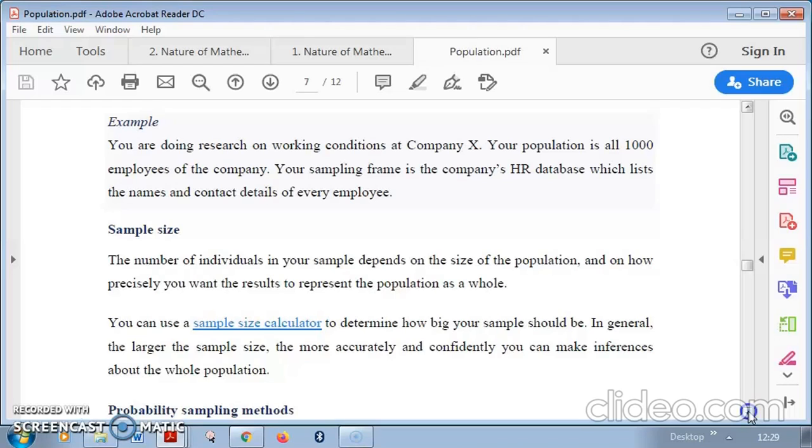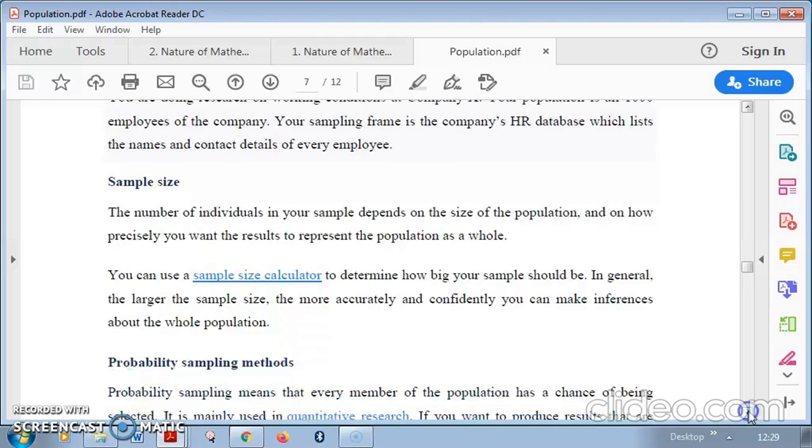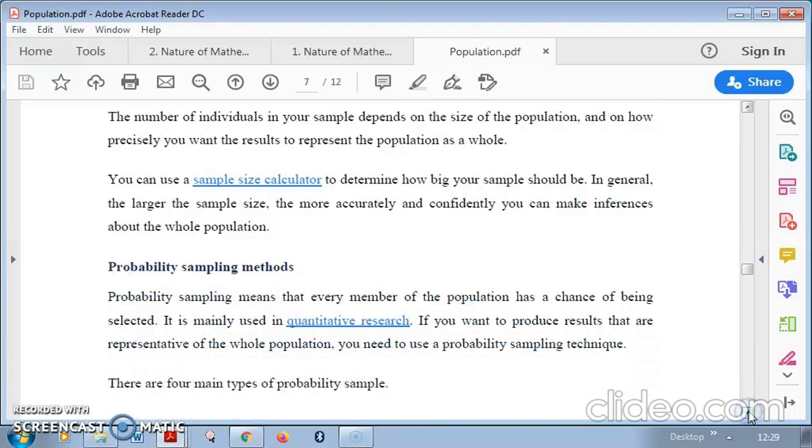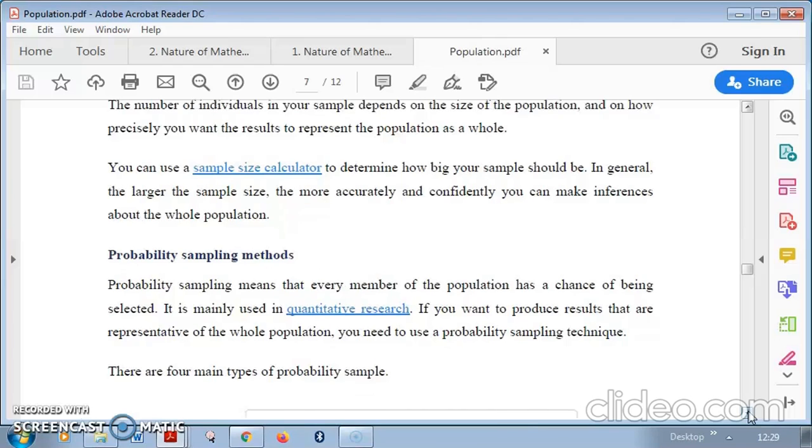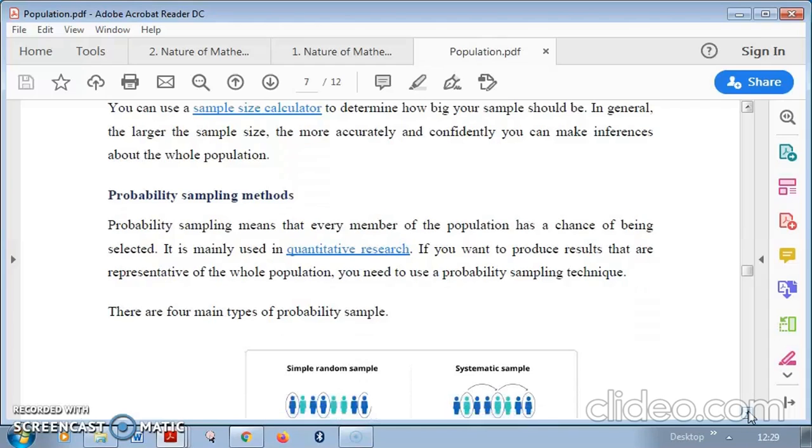If you want to know about that, ideally the number should be very ideal. So you have to use a sample calculator. That sample calculator will ask you about the population size. From that, the sample size will be calculated. It is a scientific way of finding the number, right? So that you determine how big your sample should be. The larger the sample size, the more accurately and confidently you can make inference. But how large should it be? You should be in a position to collect data from that sample. So an ideal number should be there.